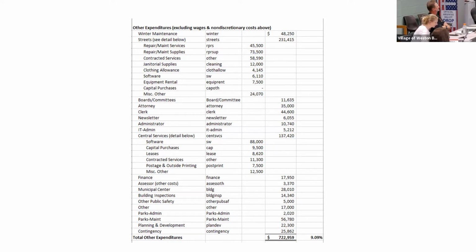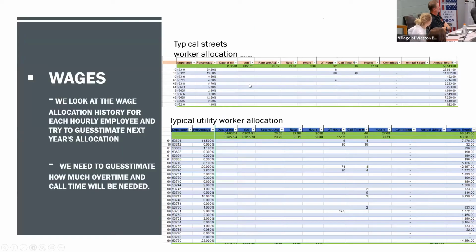As it indicates, a lot of the numbers on there exclude wages and all the numbers that were included elsewhere. Next slide, wages. This is what a couple of different wage allocations look like when we open our budget worksheet. The first one is a street worker. As you can see, not all the wages go to Fund 10. Some go to the 60, 61, and 63, and 18.